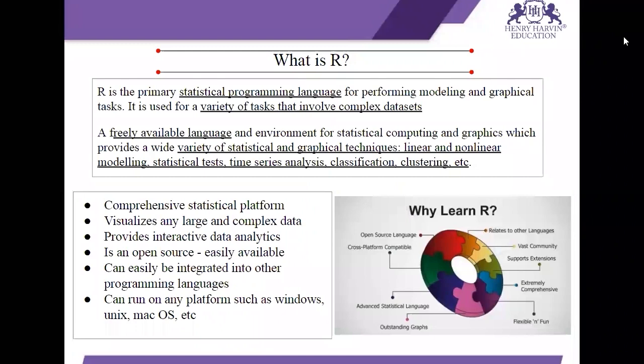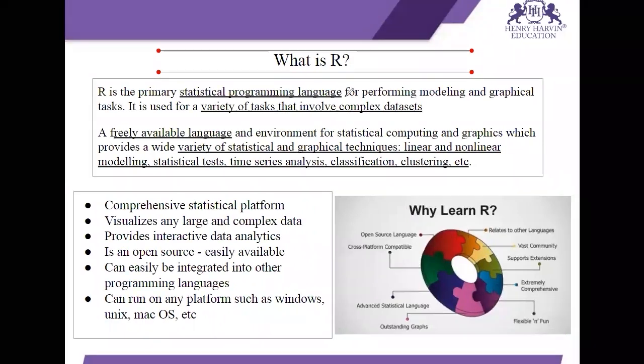Introduction to R. What is R? R is the primary statistical programming language for performing modeling and graphical tasks. It is used for a variety of tasks that involve complex data sets. It is a freely available language and environment for statistical computing and graphics, which provides a variety of statistical and graphical techniques such as linear and nonlinear modeling, statistical tests, time series analysis, classification and clustering, etc.